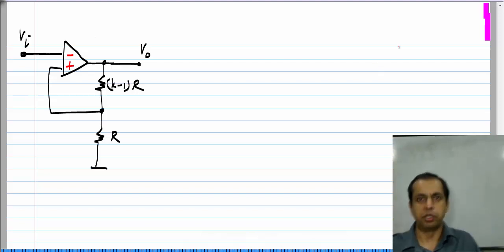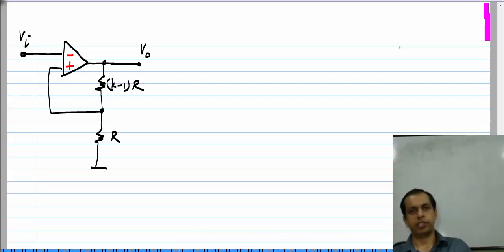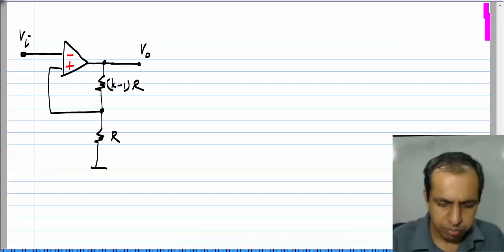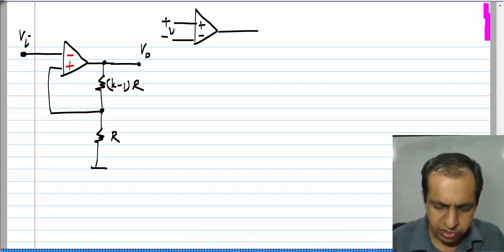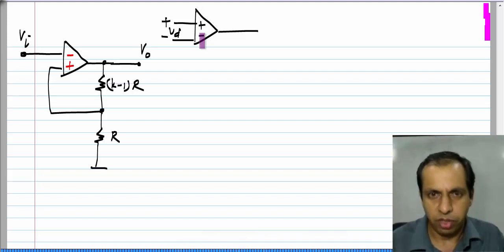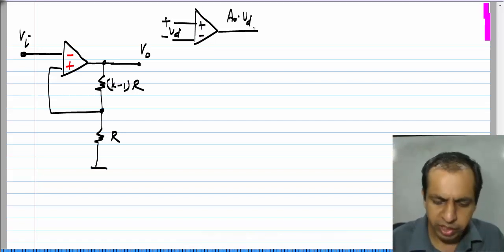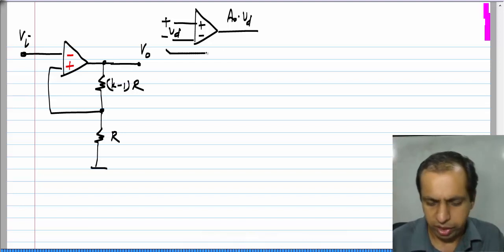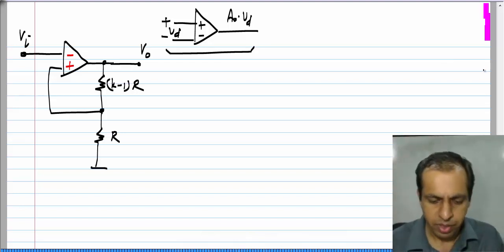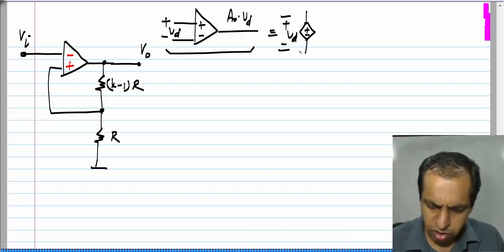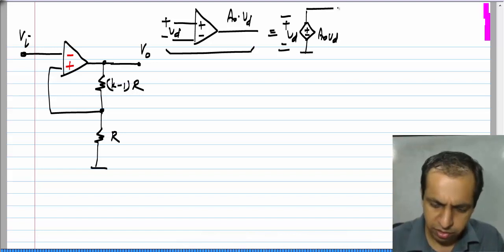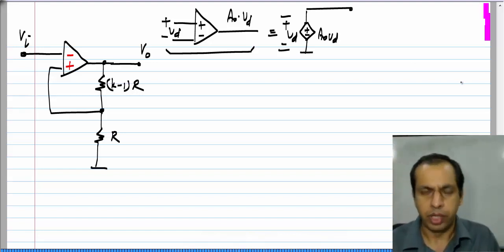You can imagine that this is something that could easily happen while wiring the circuits. You interchange these two wires. The definition of the op amp is still of course the same. V d is defined from the positive to negative terminal of the op amp, and the output will be A naught times V d, where A naught is a positive number. It is a large positive number, and this will correspond to a control source which amplifies V d.